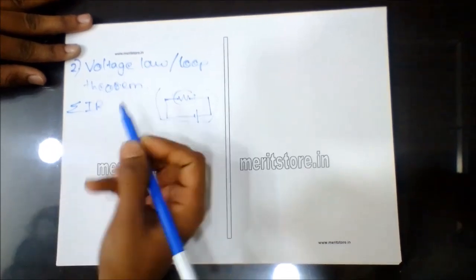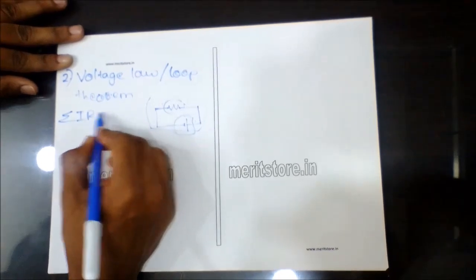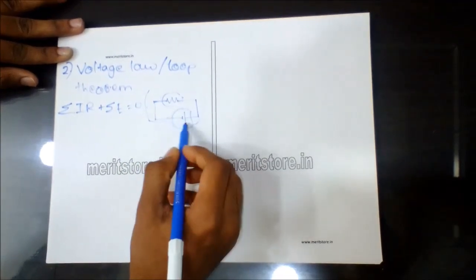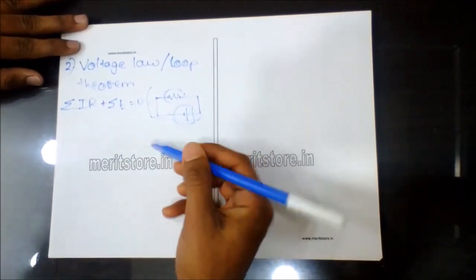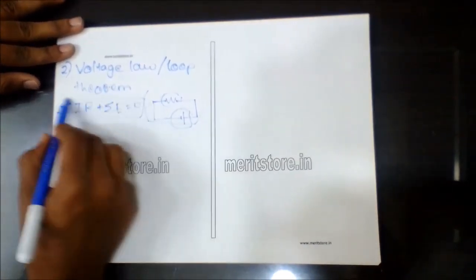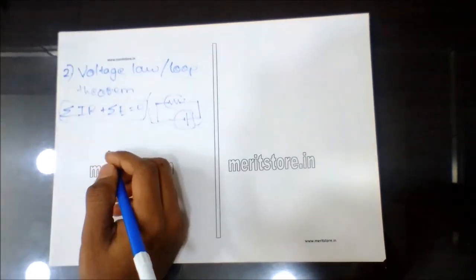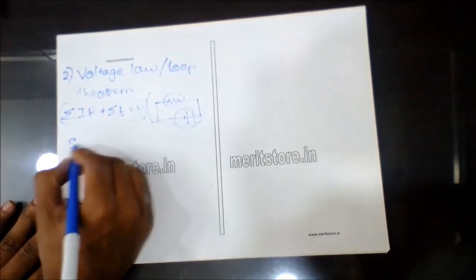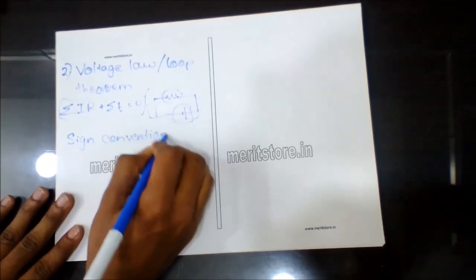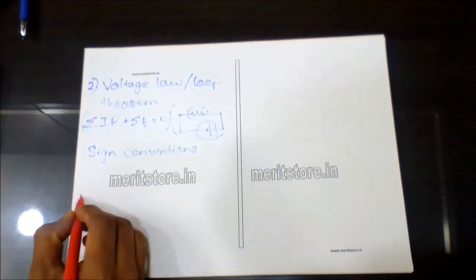nothing but IR, and the potential difference or EMF across this battery is E, is equal to 0. So when there are multiple resistors and batteries or other components such as capacitors and inductors, this law, summation of IR plus summation of E equal to 0, is valid. There are a few sign conventions in this too.